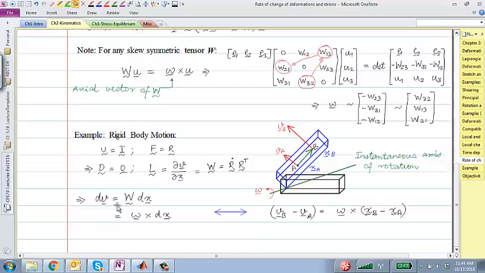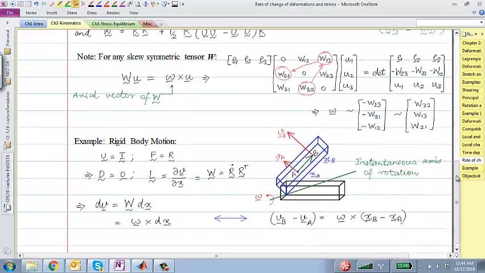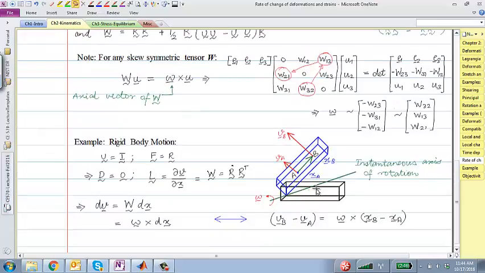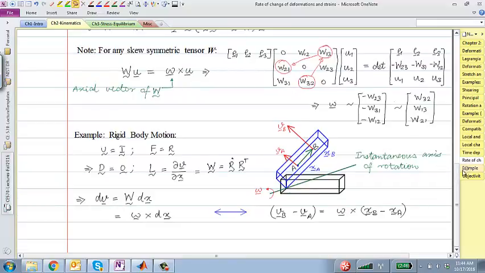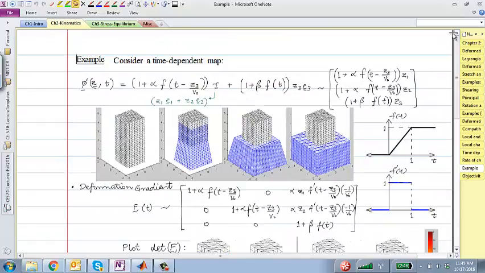In case of a rigid body motion, dV can be expressed as W acting on dx. So if you have the same dx here, then that can be expressed as omega cross dx using the axial vector. So this is just a helpful interpretation of what this spin tensor does. I've not really talked much about the deformation tensor, D, but hopefully this should help you correlate it with something that you know from rigid body dynamics. I'll quickly do an example of a time-dependent map here.